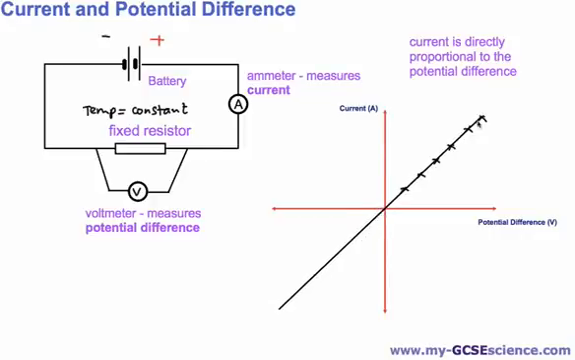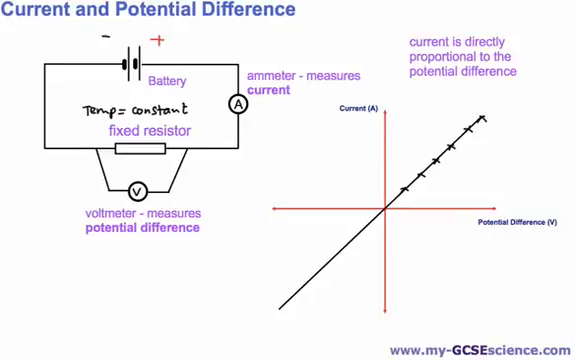So what we're saying is we have a straight line relationship even for the negative values here, and you should be able to recognize this graph as the graph that shows potential difference versus current for a fixed resistor. Okay, so that's the relationship between those two things.